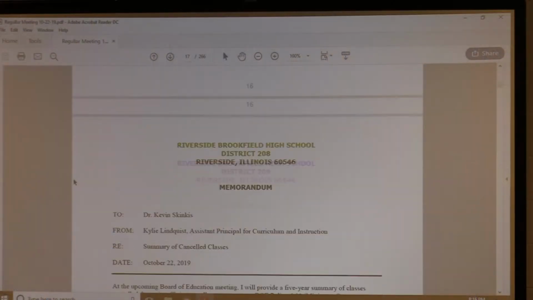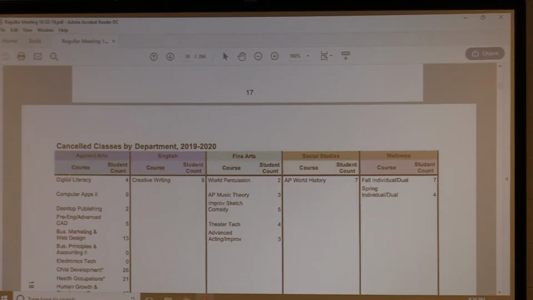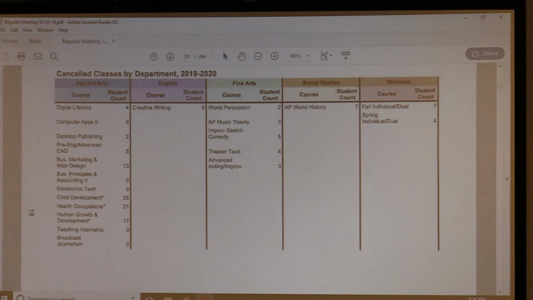So what you see in front of you is a 5-year summary of what courses did not have enough students in them to run per board policy 6:31, minimum course enrollment. These are courses that did not meet the 20 threshold for us to bring them to the board for approval. It's important to note that in wellness, we don't use 20 as a threshold, we use 40, because wellness classes are higher. So you'll be able to see by department what courses students signed up for but were not necessarily able to run.